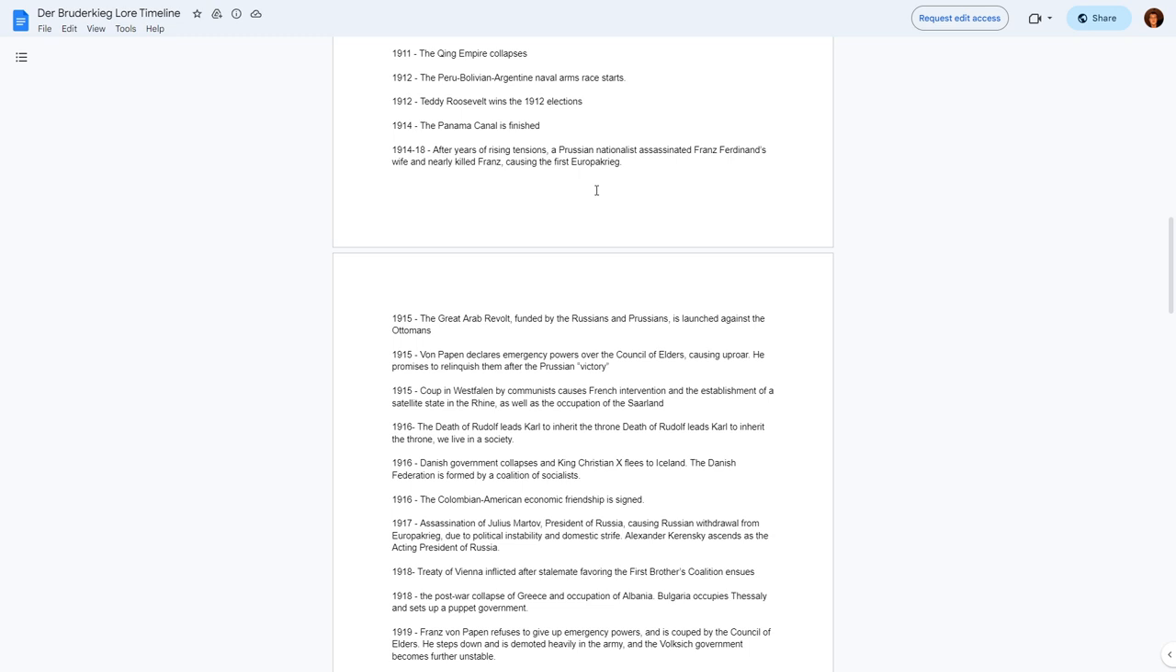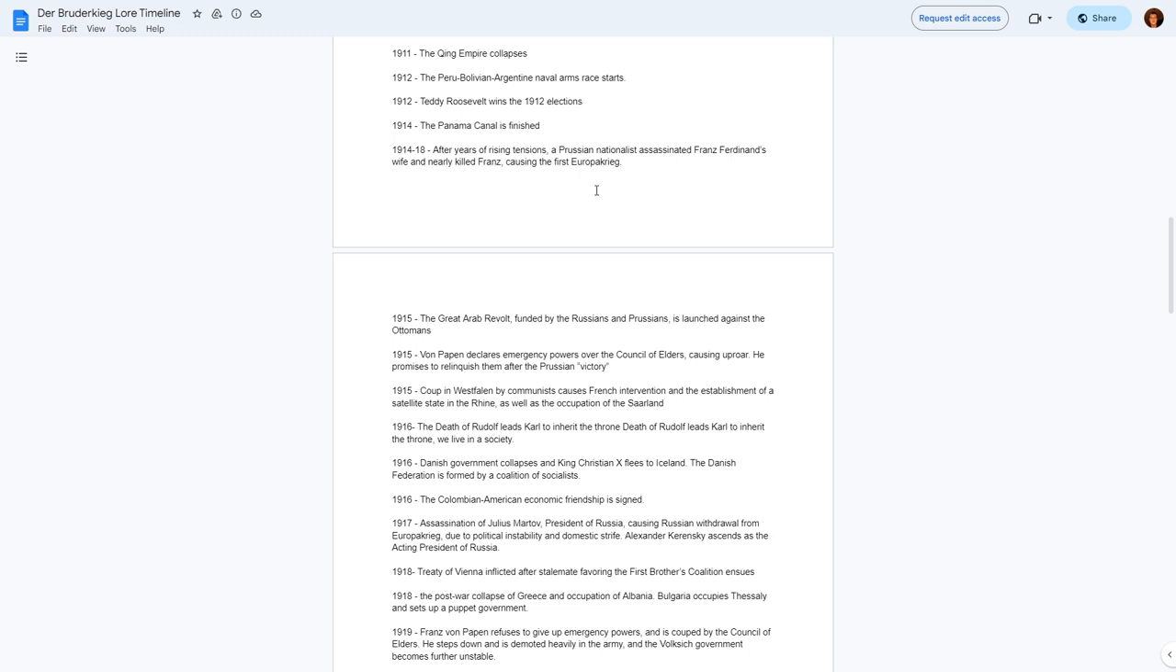1916, the death of Rudolf leads Karl to inherit the throne, and we live in a society. I don't think this Lord Doc has been updated in a while. 1916, Danish government collapses and King Christian X flees to Iceland. The Danish Federation is formed by a coalition of public controlists. 1916, the Colombian-American economic friendship is signed.